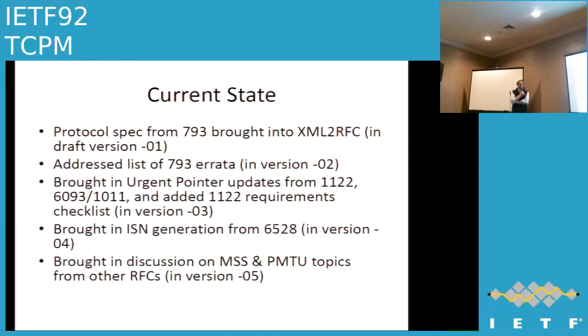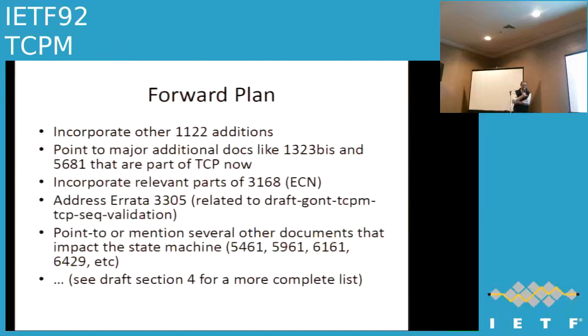So this is kind of a new section, and I tried to paste in pieces from relevant RFCs there, and it still needs a little bit of work. So for the plan, I think one of the most important things still to be done is to capture all the other RFC 1122 additions to what it takes to be a TCP. And then there's things like, well, it's not 1323bis anymore, is it?